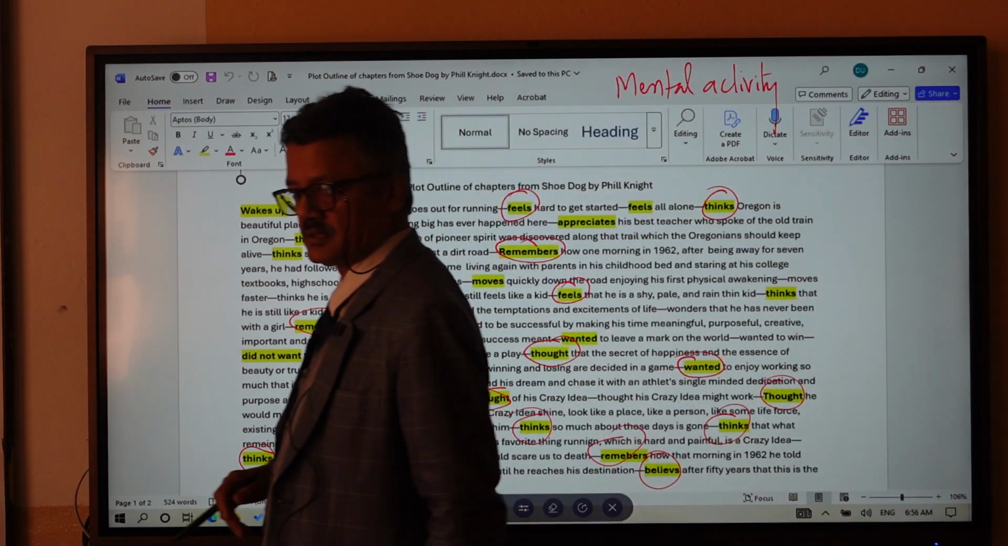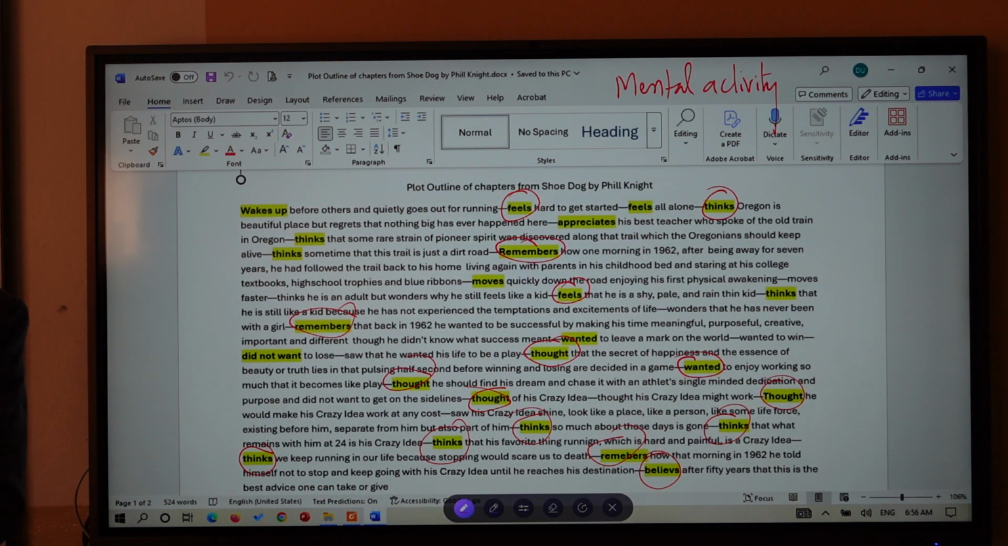Mental activity. He is running. While running, he is thinking these things. So Dawn is mostly about the narrator's mind, whereas 1962 is mostly about the narrator's activities.